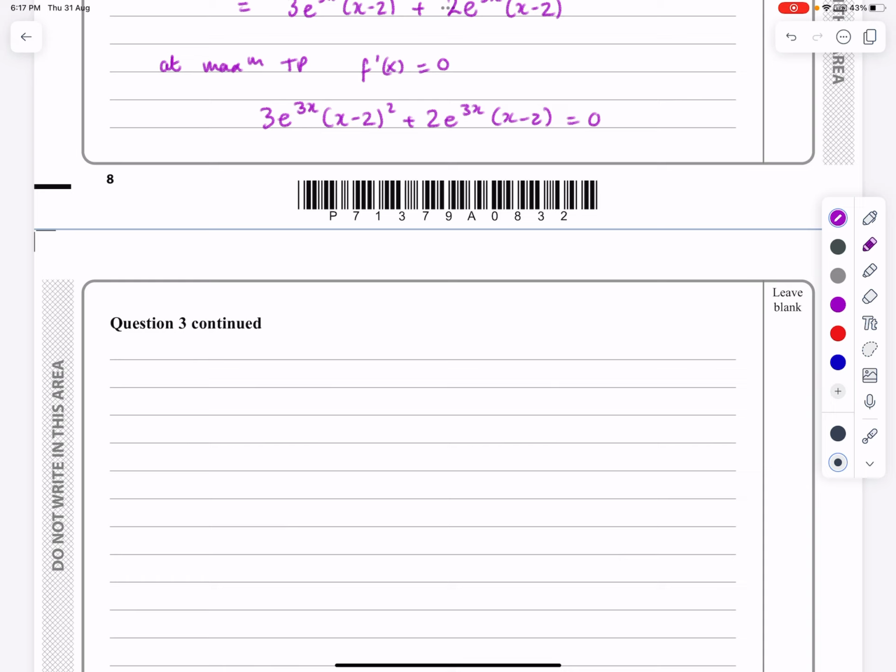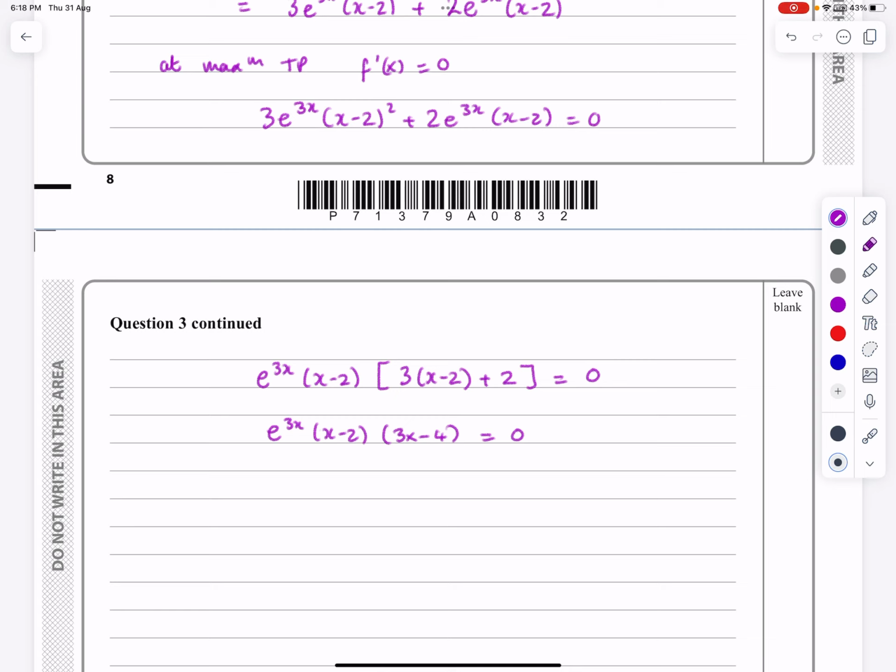In this particular case, I'm just going to factorize. What can I take out? I can take out e to the 3x, and I can take out x minus 2. That's going to leave me, from that first term, the 3 and one of the (x minus 2)s, and in the second term, just the 2 is left. If we tidy up what's inside the square bracket, I'm going to get e to the 3x, (x minus 2), and that all tidied up to (3x minus 4) is equal to 0.